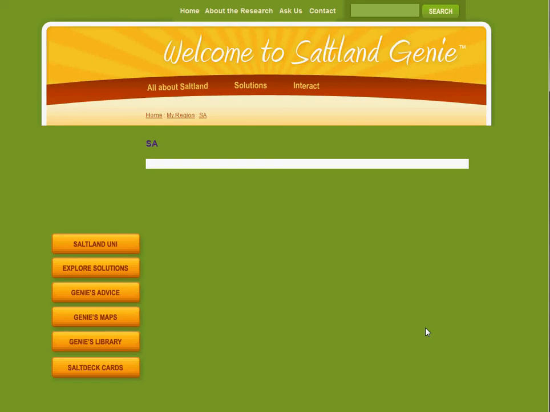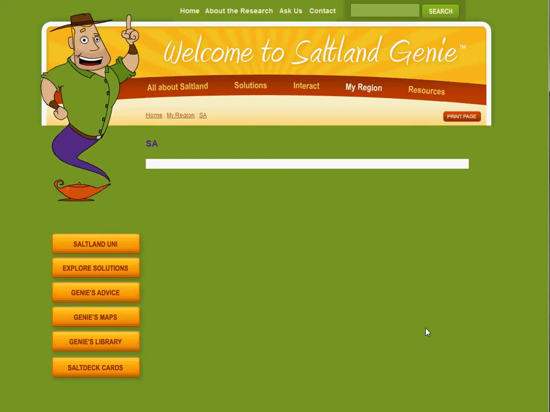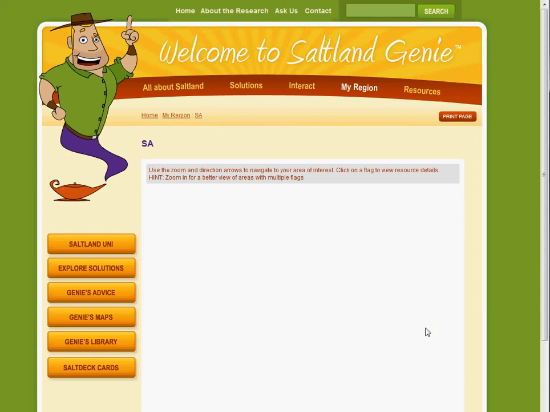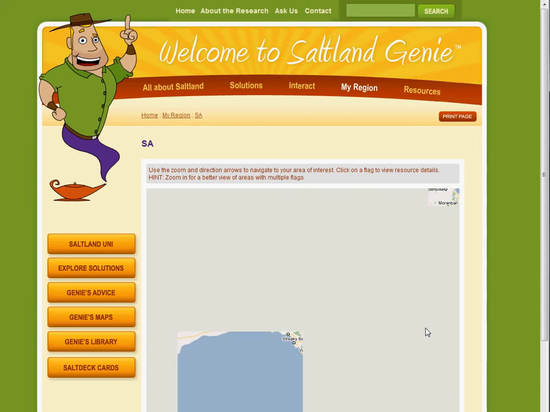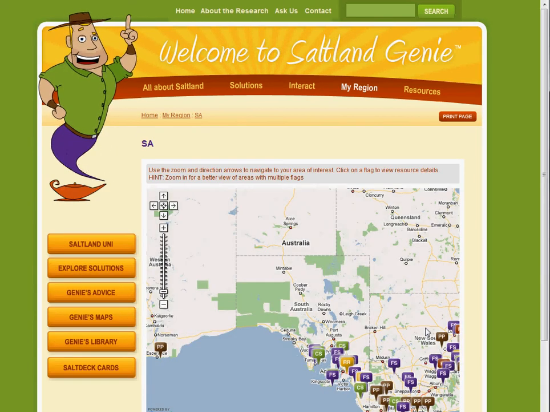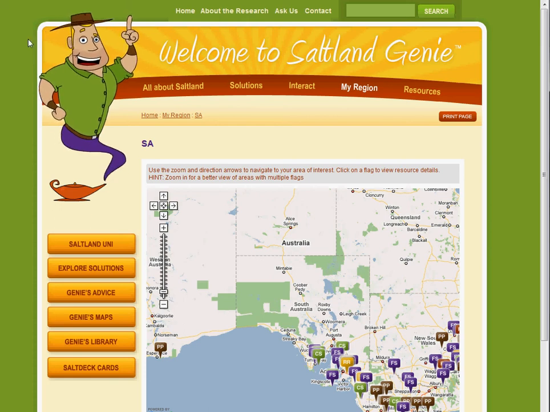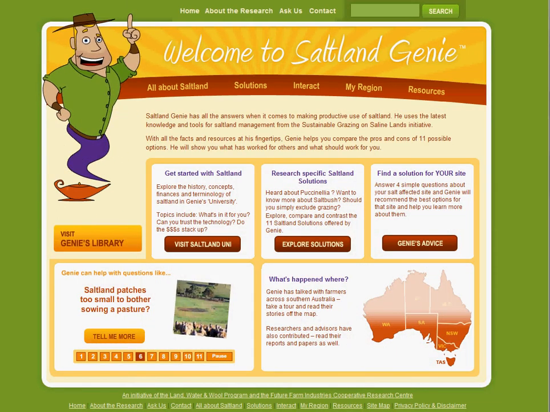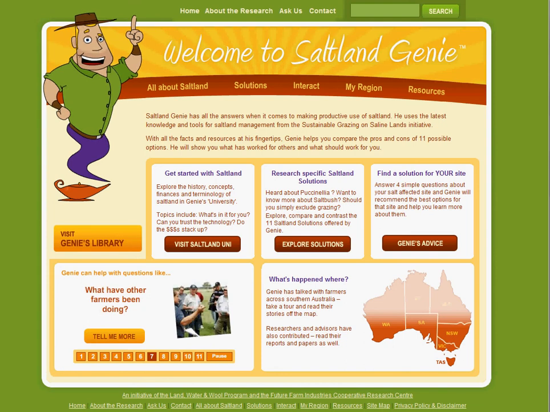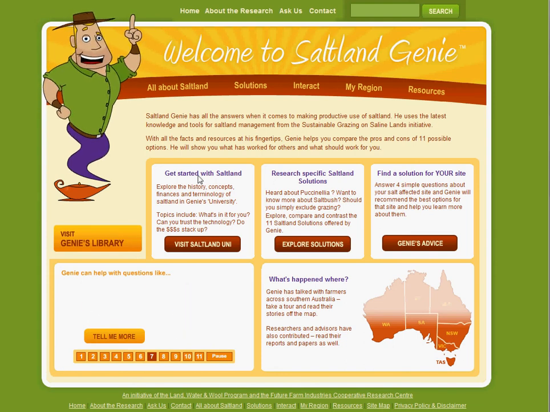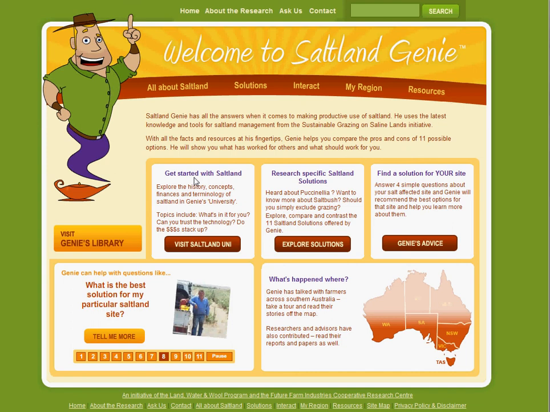In the rural communities, you can probably imagine a lot of farmers are interested in information that is specific to their area, and areas obviously differ widely around Australia. So in this case we're using Google Maps to provide that kind of facility. So if the overarching theme is the Saltland Genie, we've got things like the university here as some of the sub-concepts that help us communicate better, and also the maps.